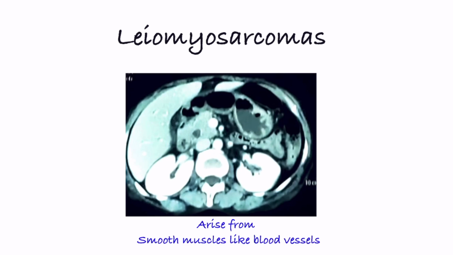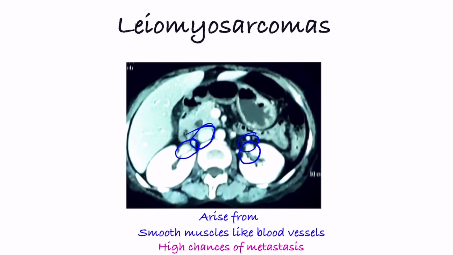Leiomyosarcomas develop from smooth muscle cells. In the retroperitoneum, they often arise from blood vessels such as renal vein, gonadal vein or inferior vena cava. These tumors have a high chance for distant spread.